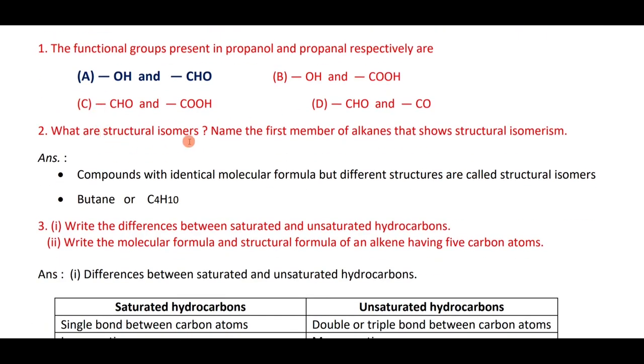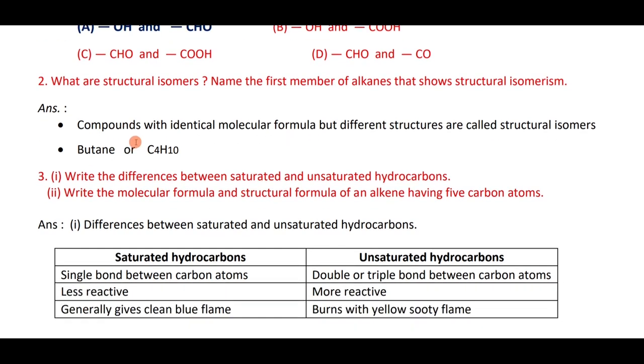What are structural isomers? Name the first member of alkane that shows structural isomerism. Compounds having the same molecular formula but different structures are called structural isomers. The first member of alkane that shows structural isomerism is butane, that is C4H10. But means 4 carbon atoms.